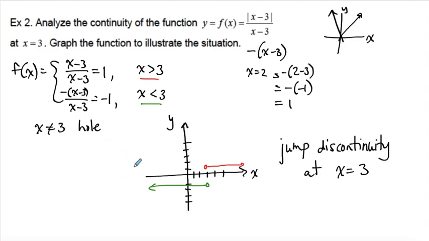And we also can say that the limit is not going to exist at x equals 3, because the limit as x approaches 3 from the left side won't equal the limit as x approaches 3 from the right side. So the limit at x equals 3 doesn't exist, and we have a jump discontinuity there.